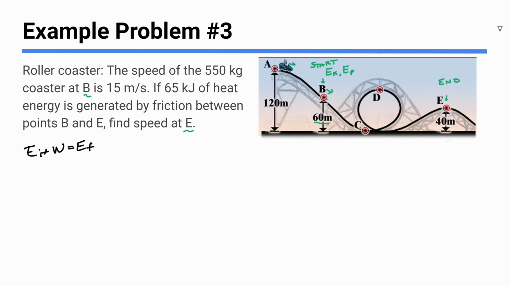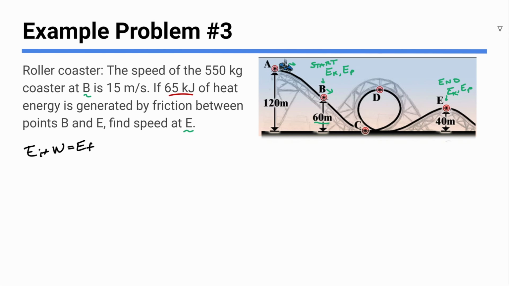Okay, let's jump to the end and think about what's going on there. I want to find the speed at E. The roller coaster's still going here, so there is kinetic energy at the end. And also, I'm up off the ground, so there's also gravitational potential energy. So I have both types at both places. I'm just going to have to look at the amounts and do the math.